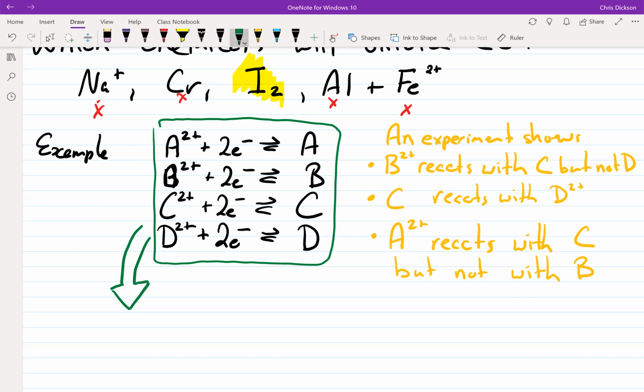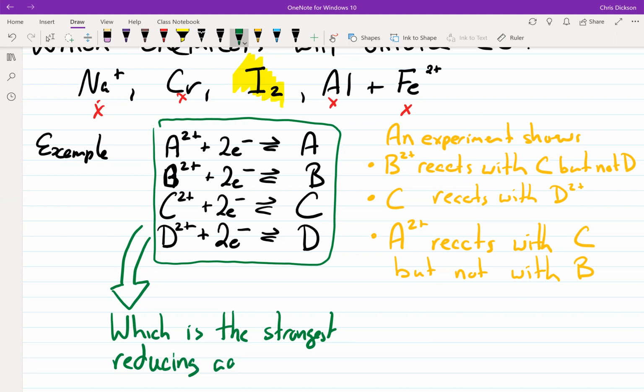Or we might ask you something like, which is the strongest reducing agent? Okay, so which is the strongest reducing agent? We have to remember that the oxidizing agents are things that are getting reduced, and the reducing agents are the things that are getting oxidized. So if we were correct with our data table, then D should be the strongest oxidizing agent because it's the one lowest down on that list. That's what the rule said.